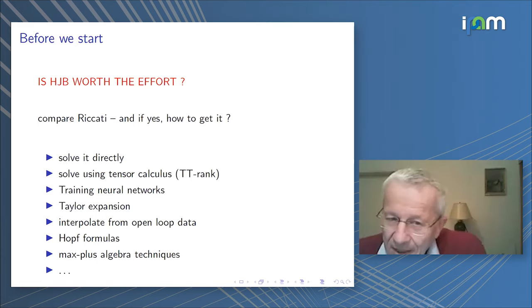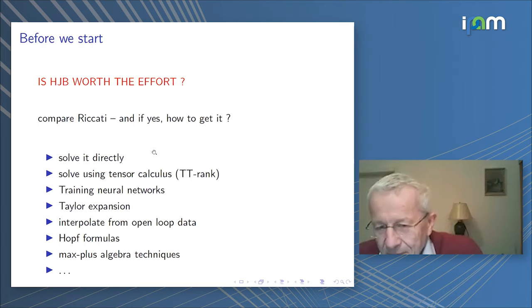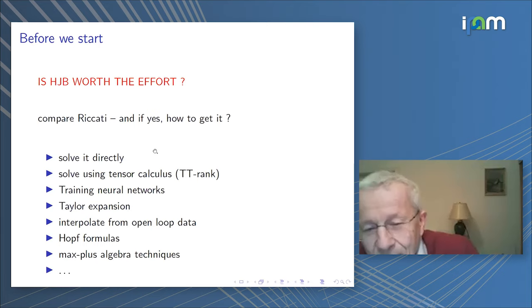We have several lists of things to do and possibilities, so let me also give my version of it. Of course, we can solve directly with grid-based methods, as we heard in the previous talk today. Or we can improve somewhat by tensor train techniques. Or we can train neural networks. We can use Taylor expansion, as explained in the talk by Arthur Krener on Monday. We can interpolate from open loop data, as we have also heard in the talk by Gong and collaborators. We can use Hopf formulas, Max-Plus and other techniques. And of course, there are contributors for all these items in the audience, and I really appreciate learning from them.